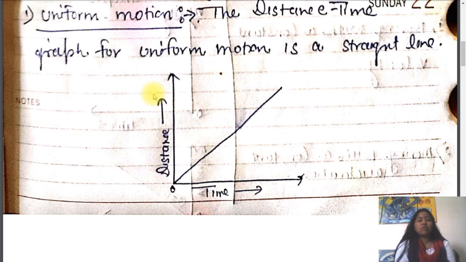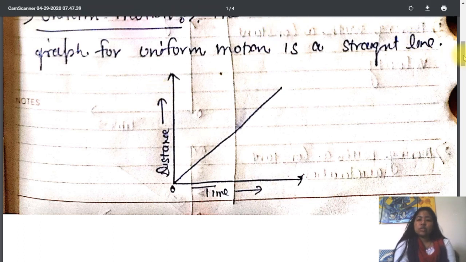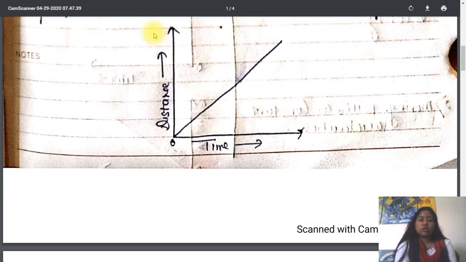Whatever line we get after plotting the graph between distance and time, in mathematical form, that is treated as the slope of the graph. We will discuss the slope later. For uniform motion, always remember one point: the distance-time graph will always be a straight line.